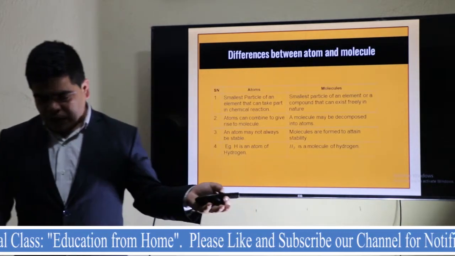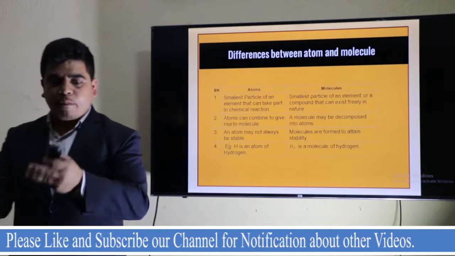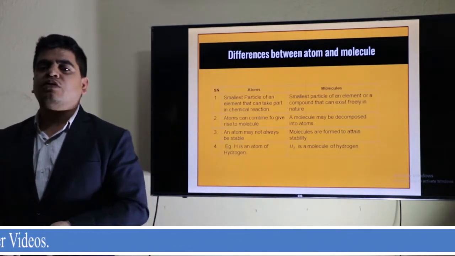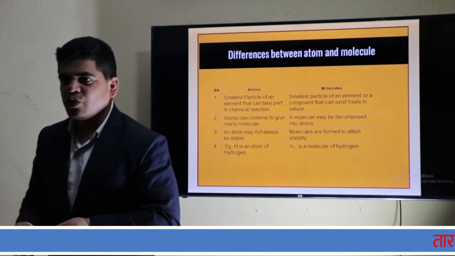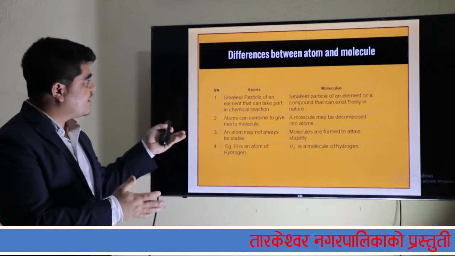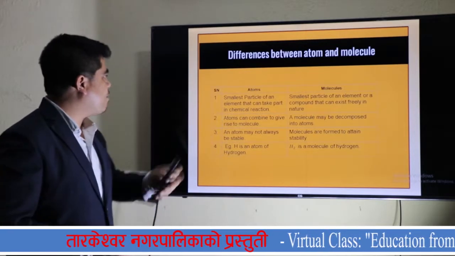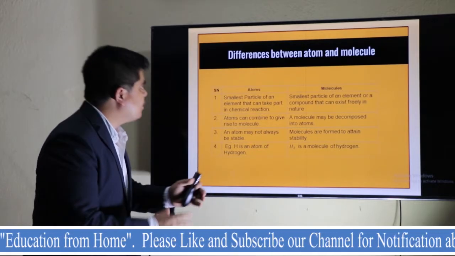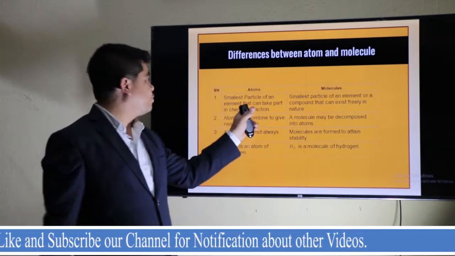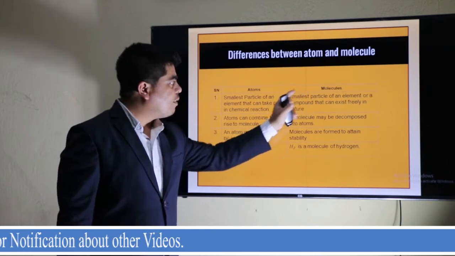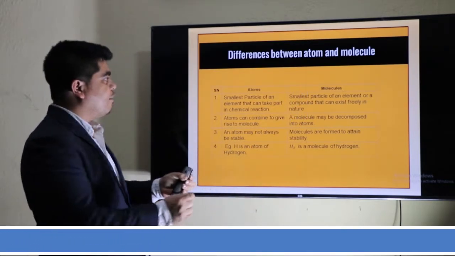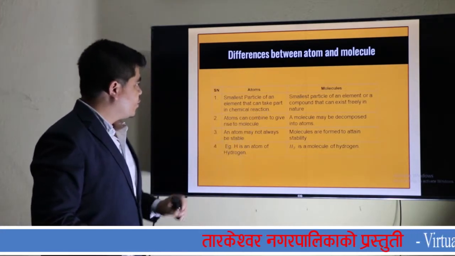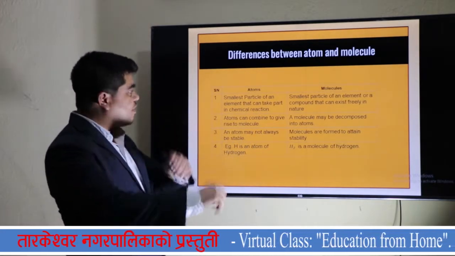Basically, if we are talking about compounds, molecules and elements, we have to know about atoms and molecules as well. So let's move on to the differences between atoms and molecules. An atom is the smallest particle of an element that can take part in chemical reactions. A molecule is the smallest particle of an element or a compound that can exist freely in nature. Atoms can combine to give rise to a molecule.